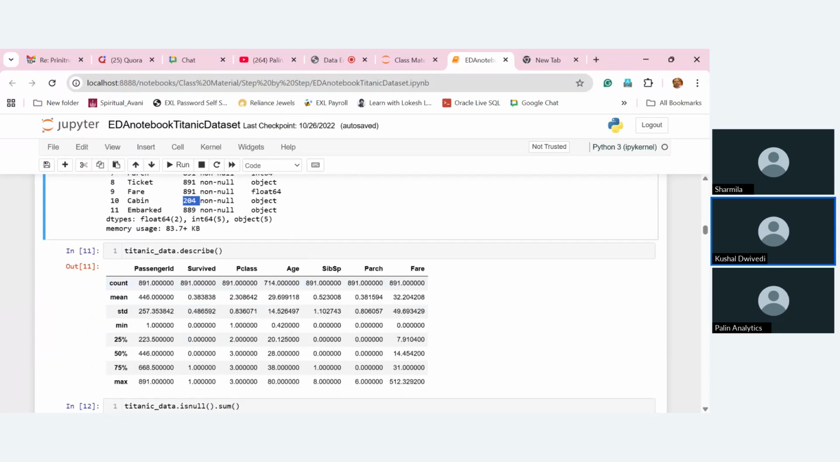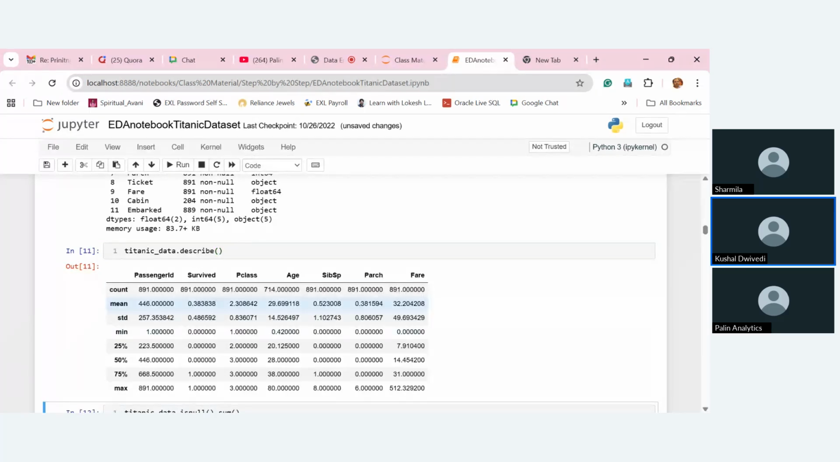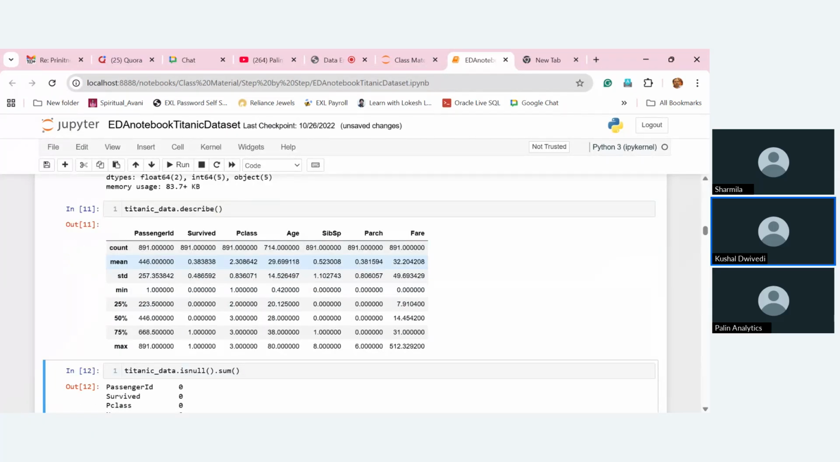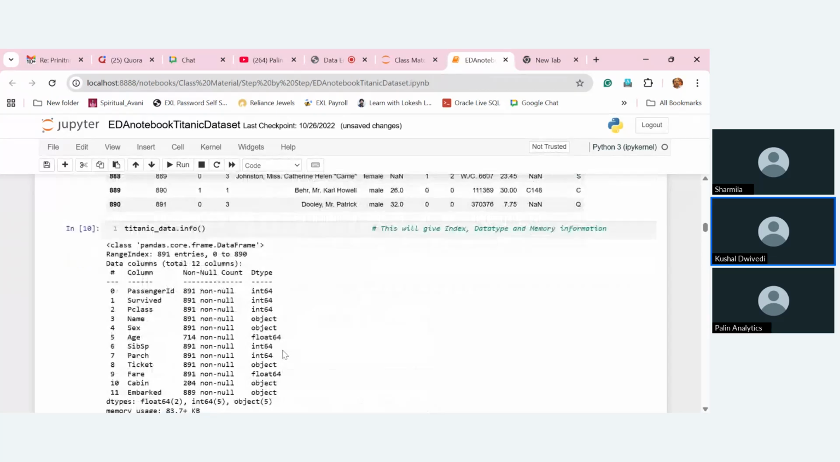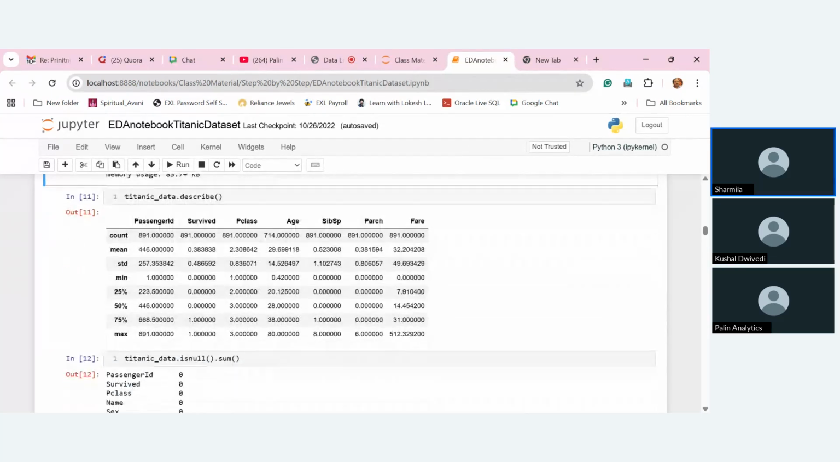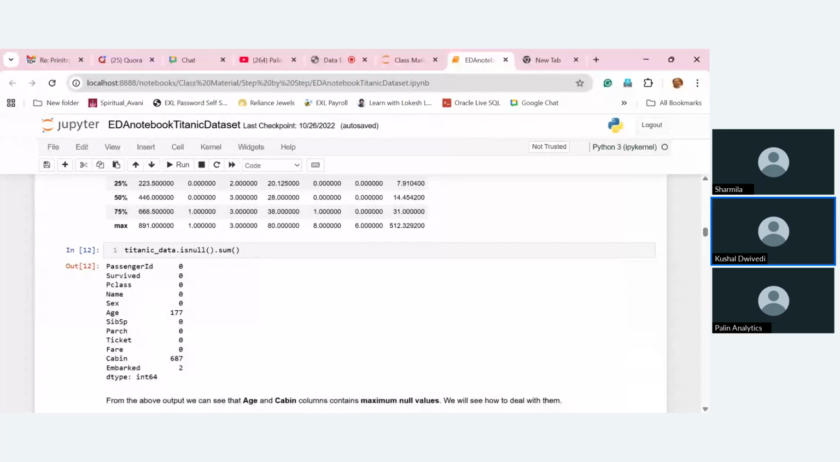Now, let's say Titanic dot describe. This describe will give us the basic statistics for the numeric variables. Now, we try to find out how many values are missing. So I'm taking Titanic data isnull and sum. It gave me the count of missing values. So 177 values are missing over here, 687 values are missing over here. That we identified here also, and I have just confirmed it over here.